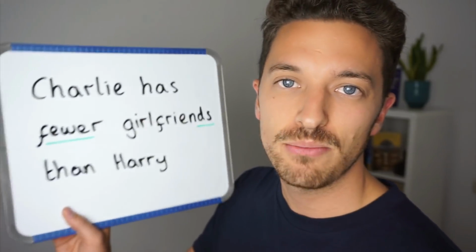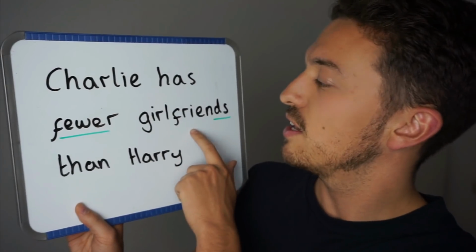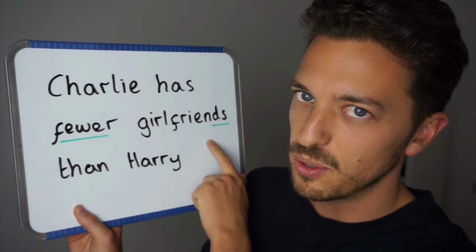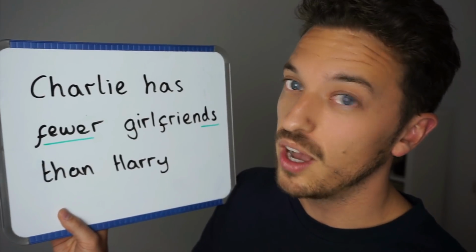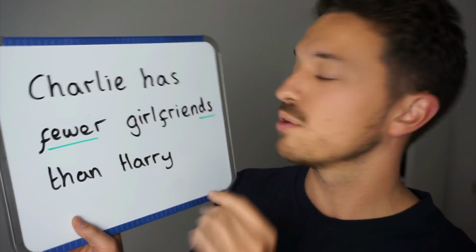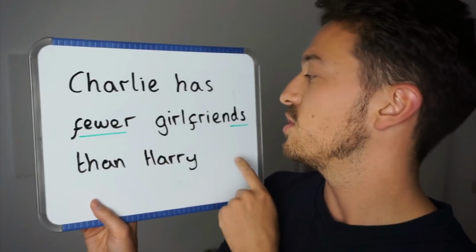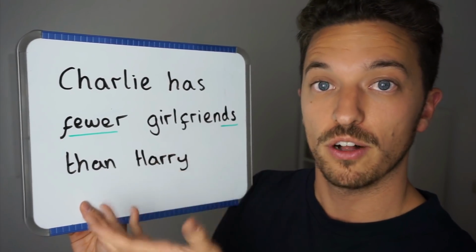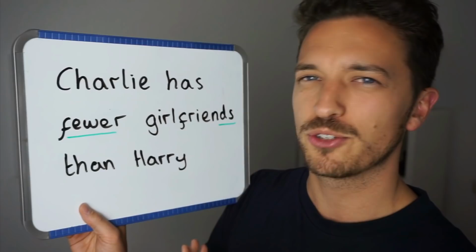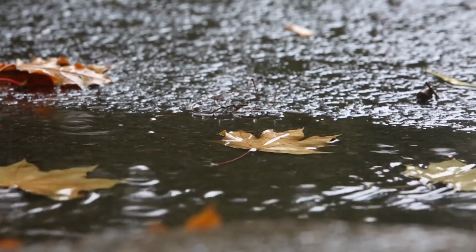So there we have it. Sainsbury's even made the mistake, as do many natives. The correction should be fewer, and it's because girlfriends is countable. Charlie has fewer girlfriends than Harry. I'm the monogamous of the two. And of course, we had an apostrophe over here that needs to be removed because it's just the plural of girlfriend. And of course we do not need an apostrophe for plurals now, do we? We're not mental.